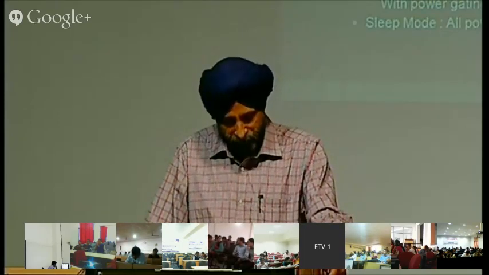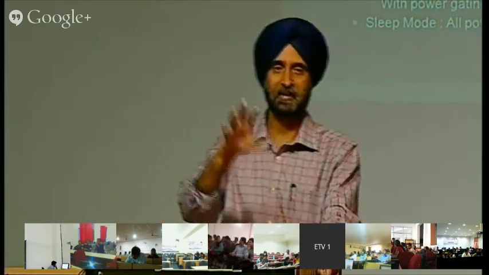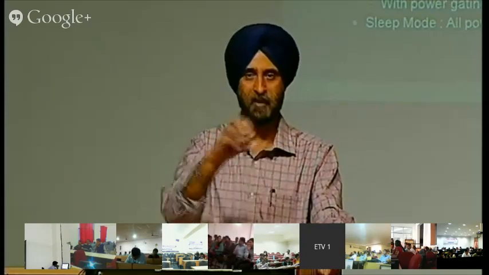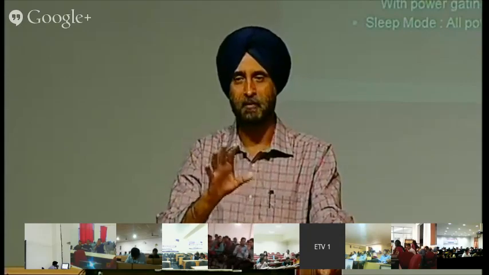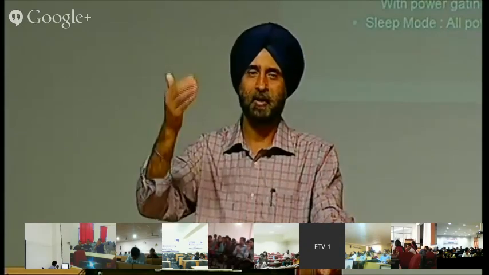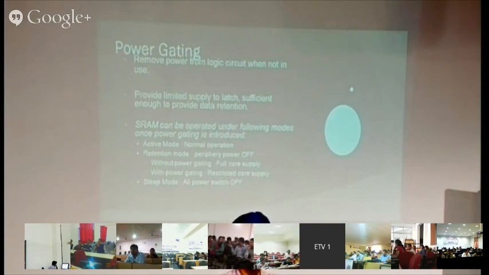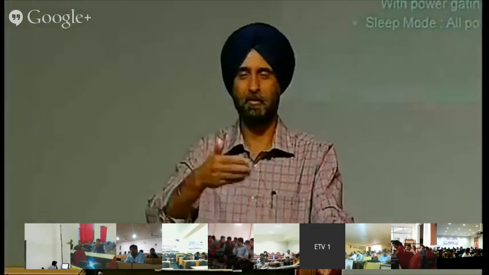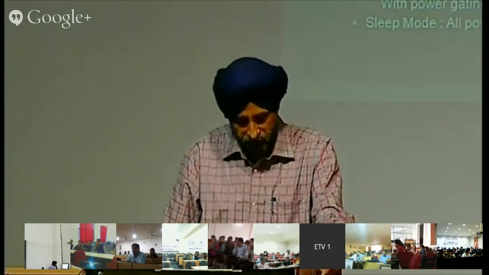So this provides limited supply for a sufficient time to provide data retention. But you see, in a digital circuit, there may be some latches, there may be some flip flops. They are storing certain data. So power shutdown means you don't make it zero, but instead of 1.8 volt, you reduce the power in such a way that it can retain that data. That is 5 or 6 VTs, 5 or 6 threshold voltage, which is 100 millivolt or 150 millivolt. So instead of 1 volt, you give 100 or 150 millivolt. It will retain that data. Fine, so this also is used.